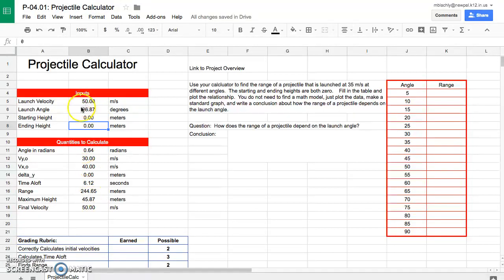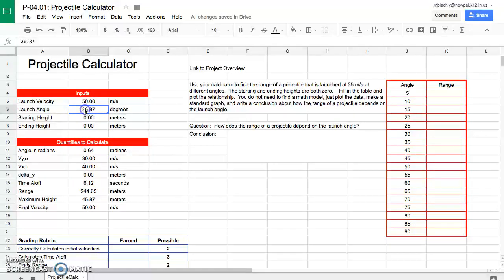And so the idea is you're going to use these 4 inputs to calculate all of these things so that you basically build yourself a general tool that for any problem you can find the range, maximum height, and things like that. Now, to check and see whether you're right, you can go to one of your homework problems, put in the launch angle, the launch velocity, the starting and the ending heights, and you can see whether you get the same answers you got on your homework.